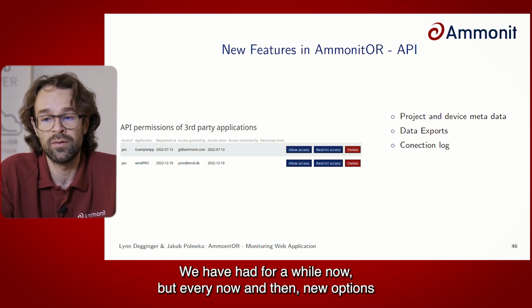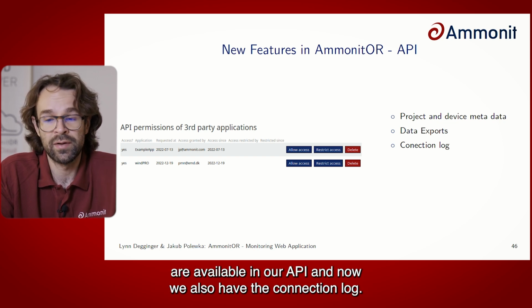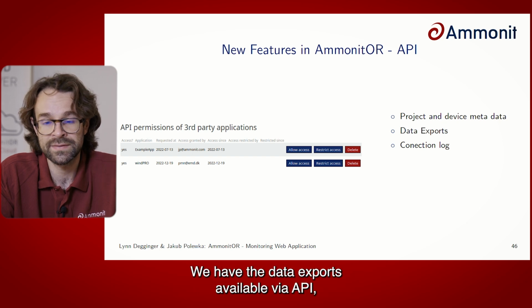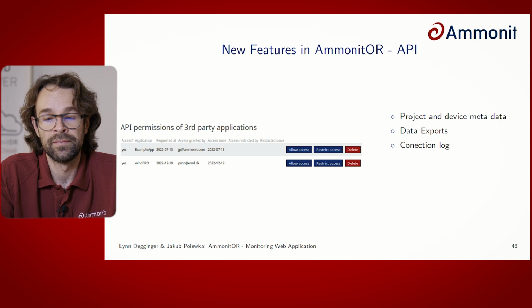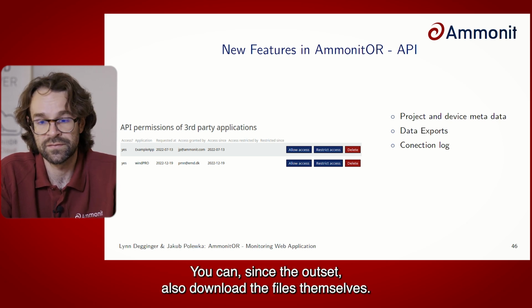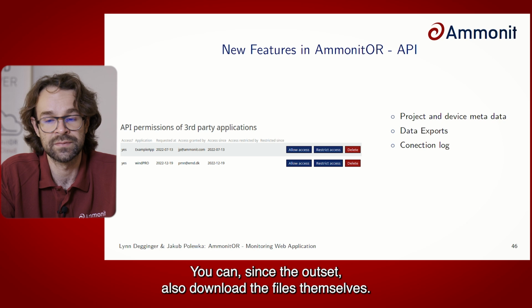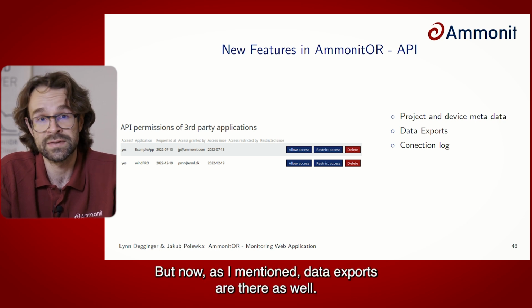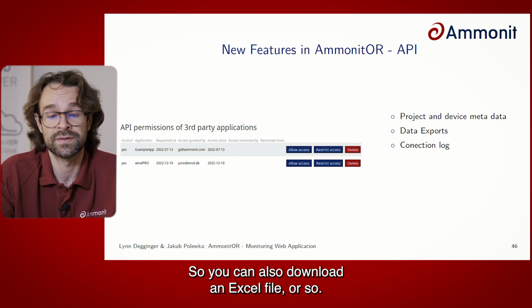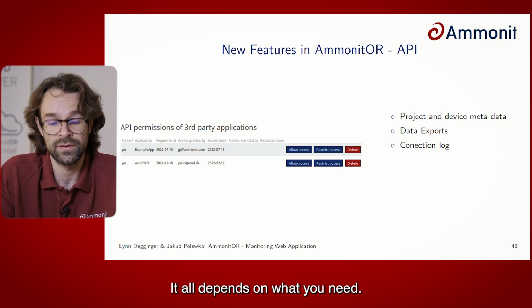We have it since a while, but every now and then new options are available in our API, and we have now also the connection log. We have the data exports available via API, and some project and device metadata. You can, since forever, also download the files themselves. But now, as I mentioned, data exports are there as well, so you can also download maybe an Excel file or so on. Depends on what you need.